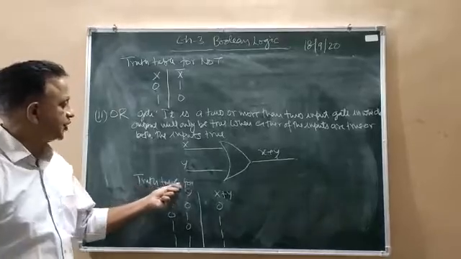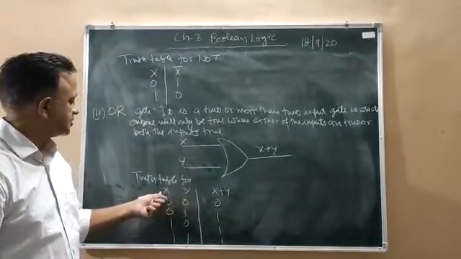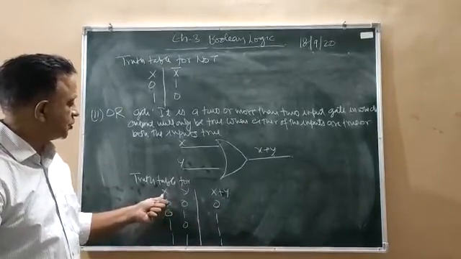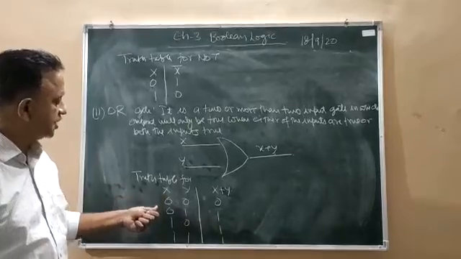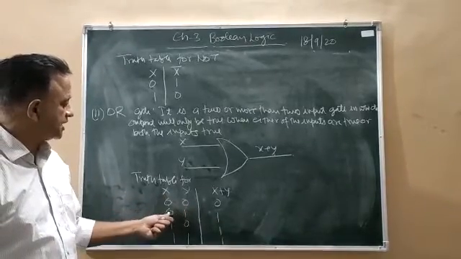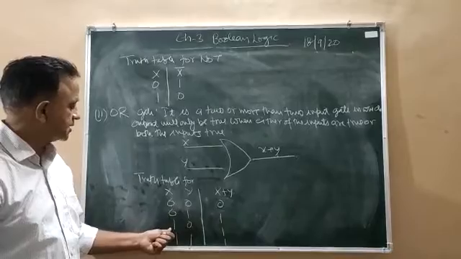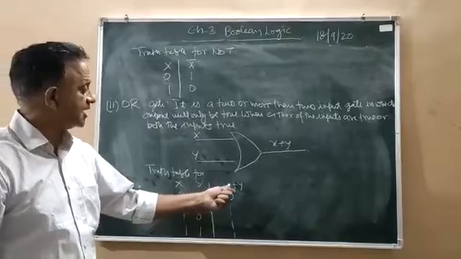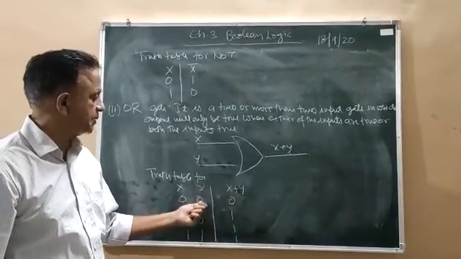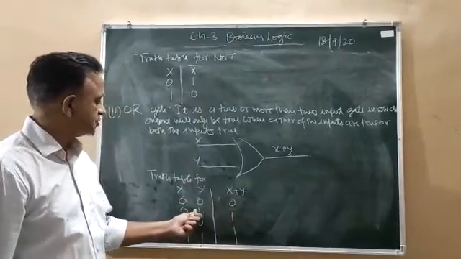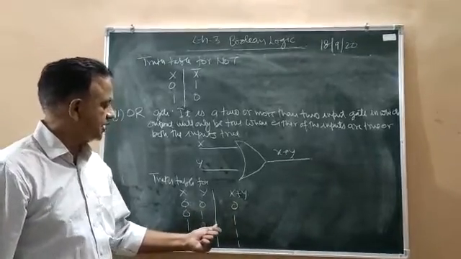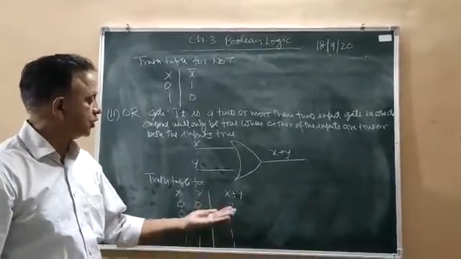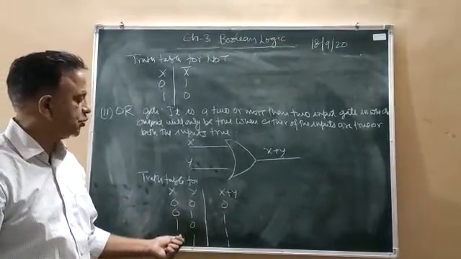Now truth table for your OR gate is, so these are the two variables X and Y, so the combination would be from 0 to 3. So first combination would be 0 0, second combination would be 0 1, the third combination would be 1 0, and the fourth combination would be 1 1. Now X plus Y for the first combination, that is 0 plus 0 is equal to 0, 0 plus 1 is 1, 1 plus 0 is 1, and 1 plus 1 is 1. So in this case output will only be true when either of the inputs are true or both the inputs are true.